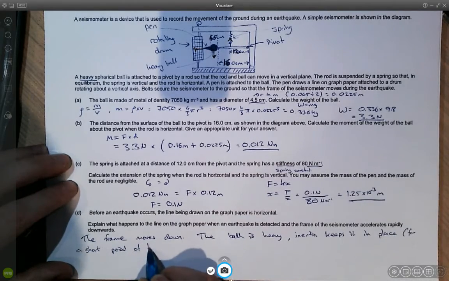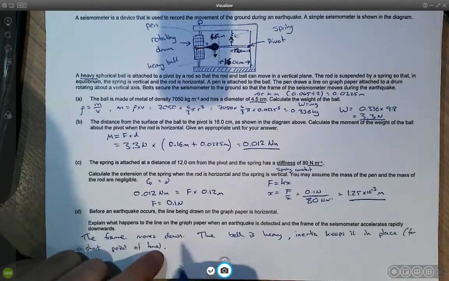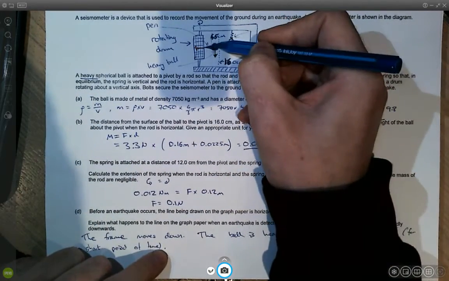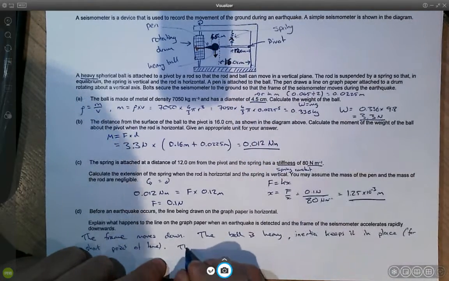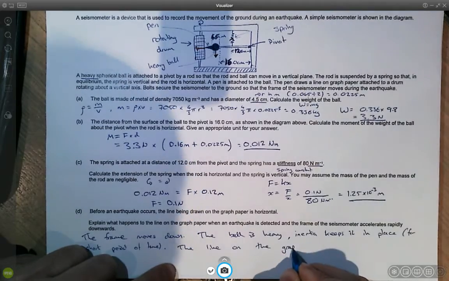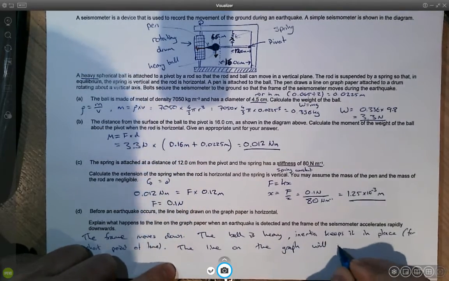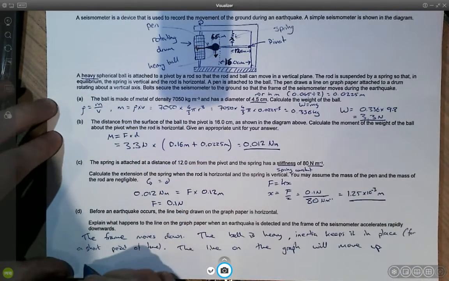But it does nevertheless mean there is a delay. So what does that mean? The frame has moved down, the ball has stayed roughly in place, so the line is going to go up. The line on the graph will move up, okay?